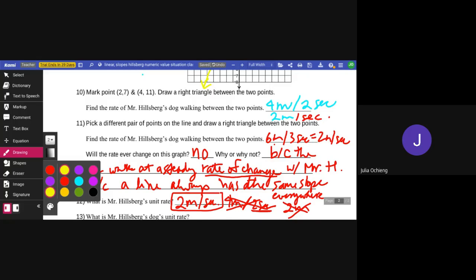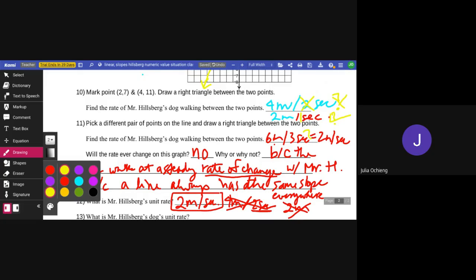Is 4 meters per 2 seconds a unit rate? If you pause the video and think about that, your answer should be no, because that second number is a 2. Is 2 meters per second a unit rate? And your answer should be yes, because when it says per second, if there's no number, it's automatically 1.